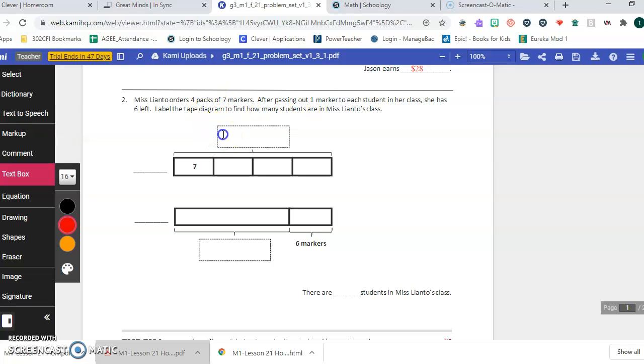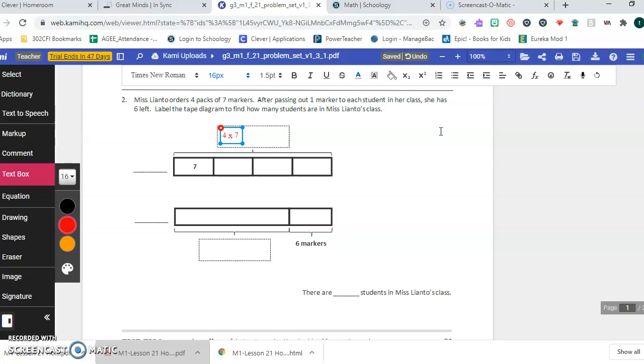So here I'm going to put my equation for the total number of markers that she ordered. So I've got 7 packs, 7 groups times 4. I'm sorry, I said it backwards. 4 packs times 7 markers in each pack. I could use my count-by chart that I asked you to write down yesterday, and I also asked you to write down previously as we were going through our live lessons.